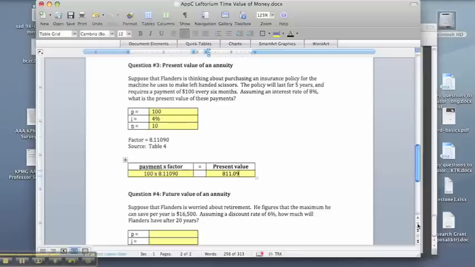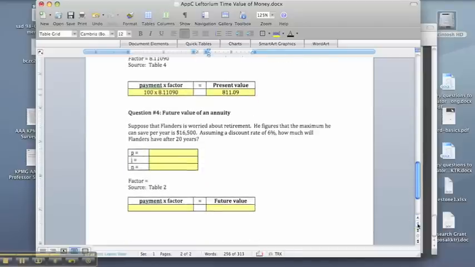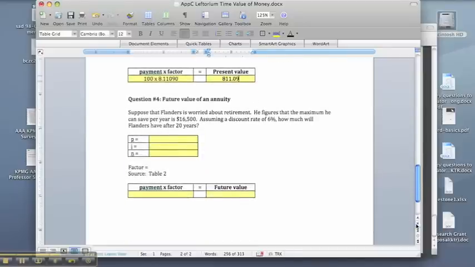And finally, question 4 asks us to calculate the future value of an annuity. Flanders is worried about retirement, and so he's trying to figure out how much he'll have built up after 20 years. And so with a yearly payment amount of $16,500, an interest rate of 6%, and 20 periods, this sounds a lot like the future value of an annuity.